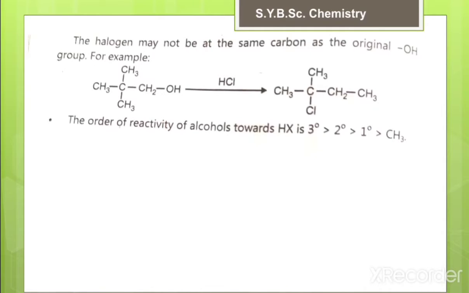Here the halogen may not be at the same carbon as the original OH group. For example, in the second example, OH is replaced by Cl, but the final product is rearranged. That means the halogen may not be at the same carbon as the original OH group. Here the position will be changed because we get the rearranged product. And the order of reactivity of alcohol toward the hydrogen halide is first tertiary alcohol, then secondary, then primary, then CH3.